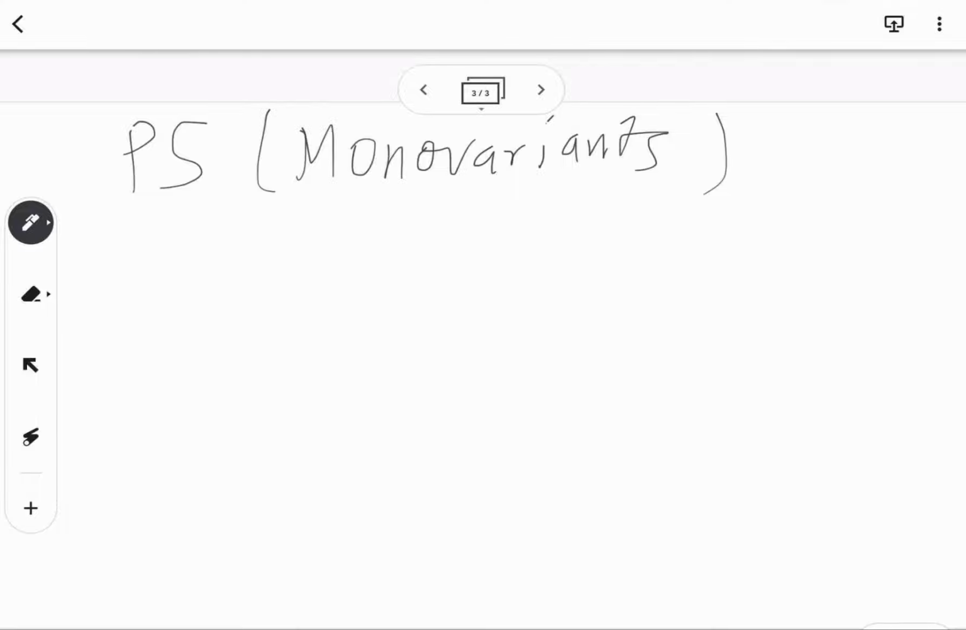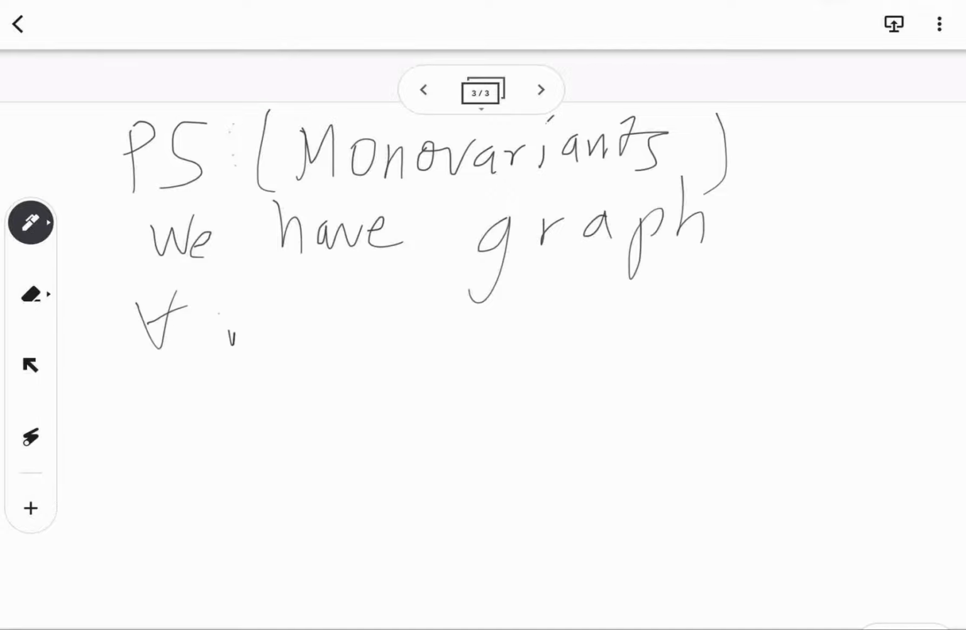Okay, so we have a graph. If you're not familiar with graphs, just put it in the chat or something. This is a combinatorial graph. All vertices have degree at most 3.